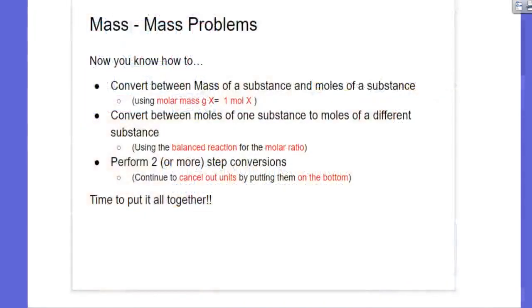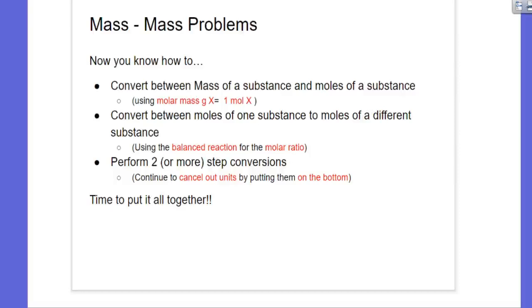Today's notes started on slide number 7. So to recap what we've done so far, we know how to convert between mass of a substance and moles of a substance. That's what we learned last week. I can use the molar mass in grams of something is equal to 1 mole of that something. We practiced with that. I hope we perfected it by now. Hopefully you've got an A on that checkpoint.